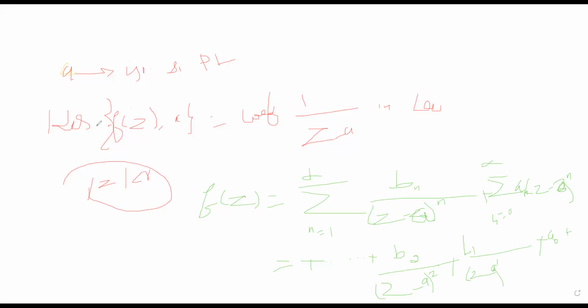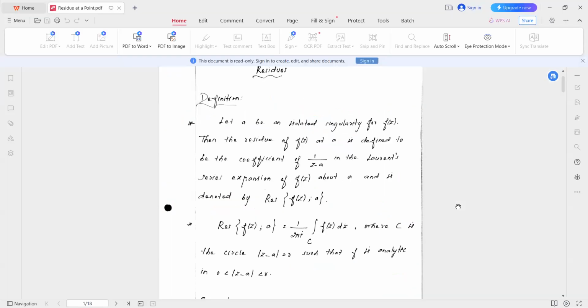So here the residue of the function f of z at the point a is the coefficient of 1 by z minus a. What is the coefficient of 1 by z minus a? b1. So this is the residue of f of z at the point a. So if the function is given, you have to expand that function and find the coefficient of 1 by z minus a, which is the residue at that point.